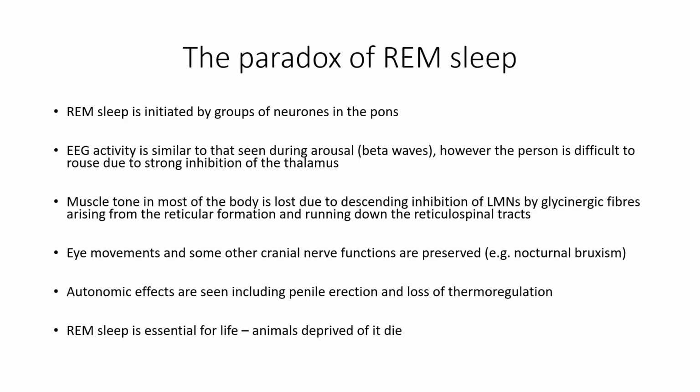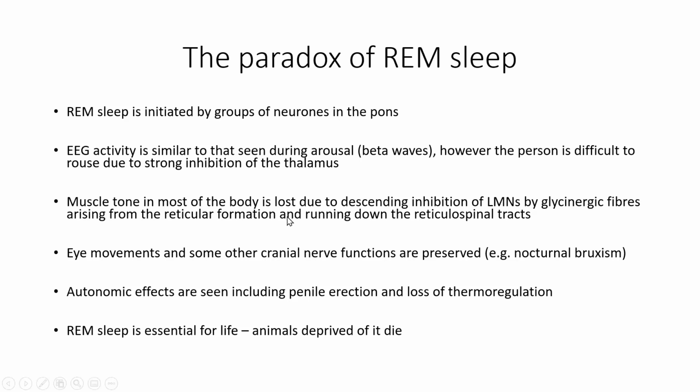Furthermore, muscle tone in most of the body is lost, and this is down to the inhibition of lower motor neurons by glycinergic fibres, which are running from the reticular formation down to the spinal cord. And it's believed that this is present in order to stop us from acting out our dreams. And one disorder of this is, for example, somnambulism, sleepwalking, where patients can get up and walk around. And in that case, they haven't inhibited their spinal cord as they normally should.